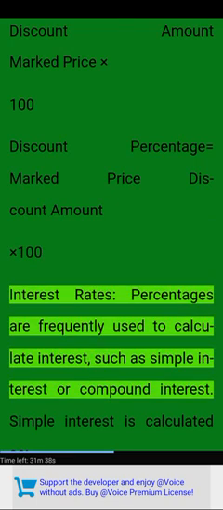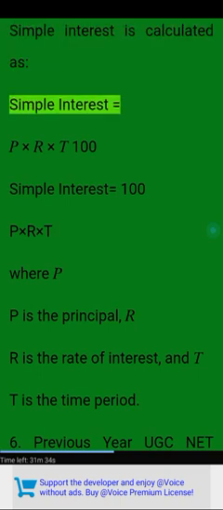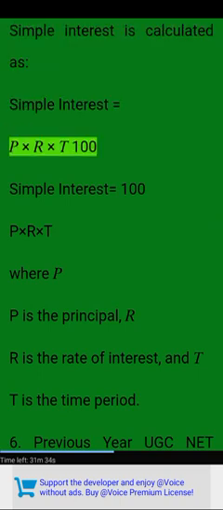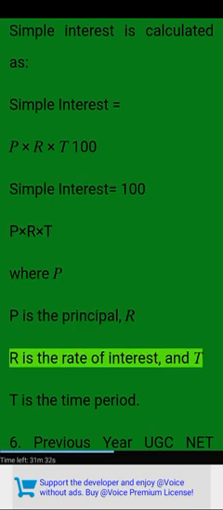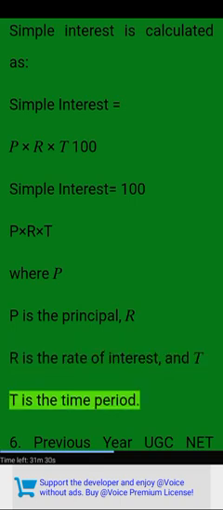Interest rates. Percentages are frequently used to calculate interest, such as simple interest or compound interest. Simple interest is calculated as simple interest equals P times R times T/100, where P is the principal, R is the rate of interest, and T is the time period.